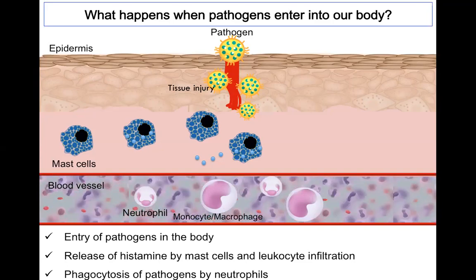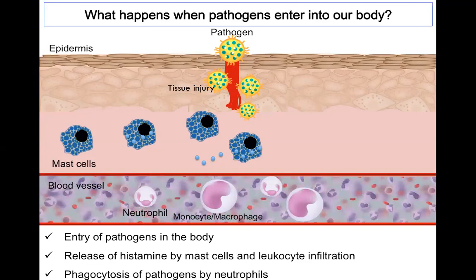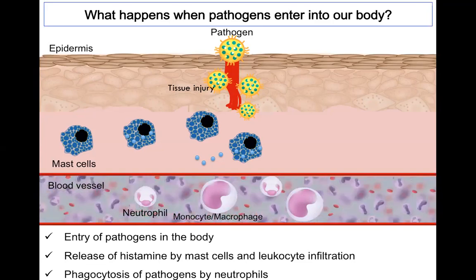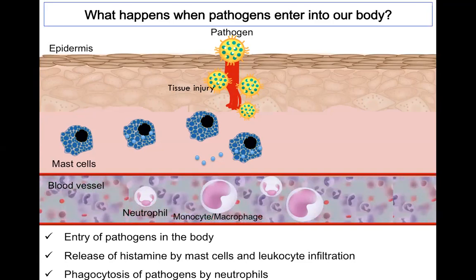So what are the mast cells? The mast cells are located at the boundaries between the tissue and external environment. For example, at the mucosal surfaces of the gut and lungs, in the skin, and around the blood vessels.